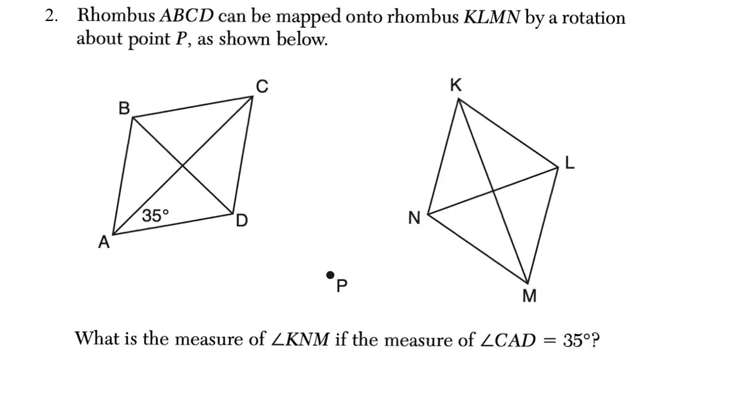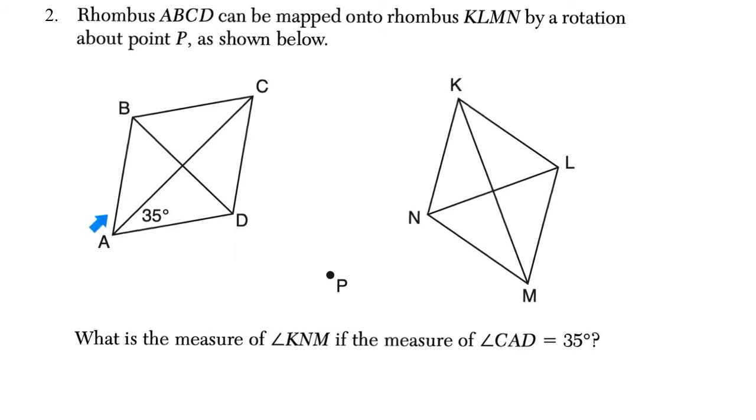All right, let's take a look at this guy. We got rhombus, rhombuses, however you say more than one rhombus. We got A, B, C, D, and we got K, L, M, N. ABCD is going to be rotated around point P onto KLMN. Okay, and we know that CAD is 35.